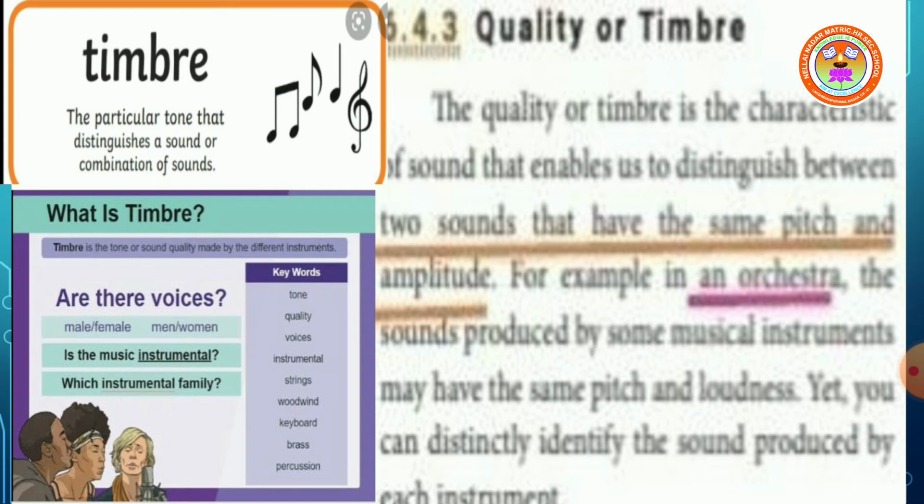So, what is quality or timbre? The quality or timbre is the characteristic of sound that enables us to distinguish between two sounds that have the same pitch and amplitude. For example, in an orchestra, the sounds produced by some musical instruments may have the same pitch and loudness, yet you can distinctly identify the sound produced by each instrument.